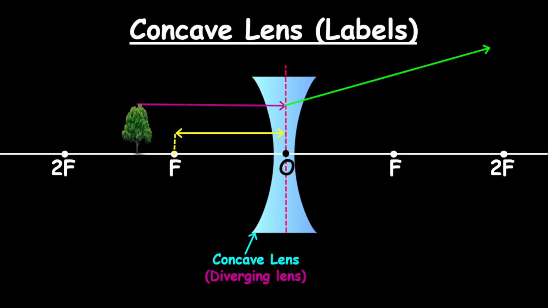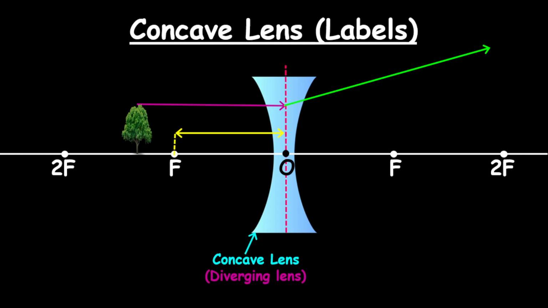And so a concave lens is also called a diverging lens. The reason for this is because when parallel rays pass through the concave lens, the refracted rays will diverge. In other words, they will spread out from each other.